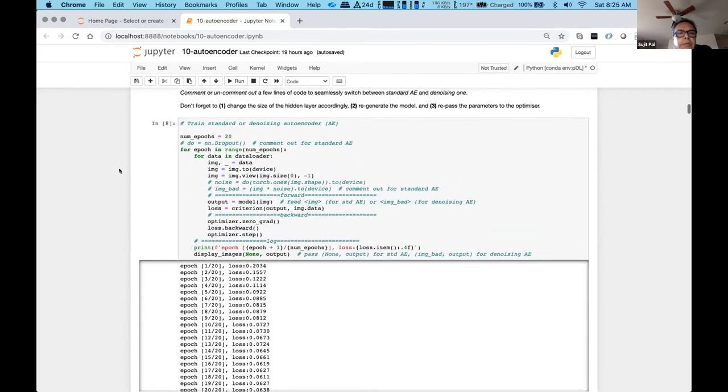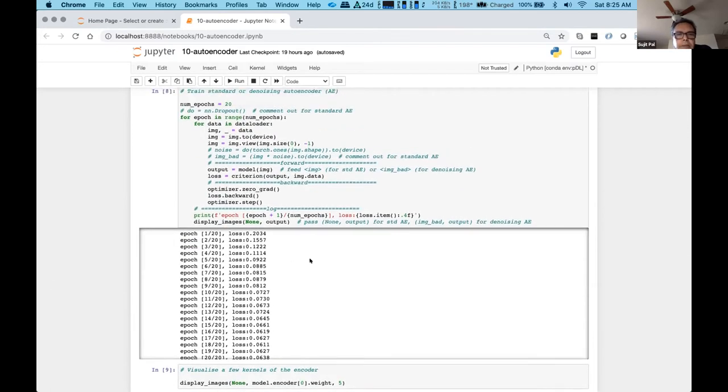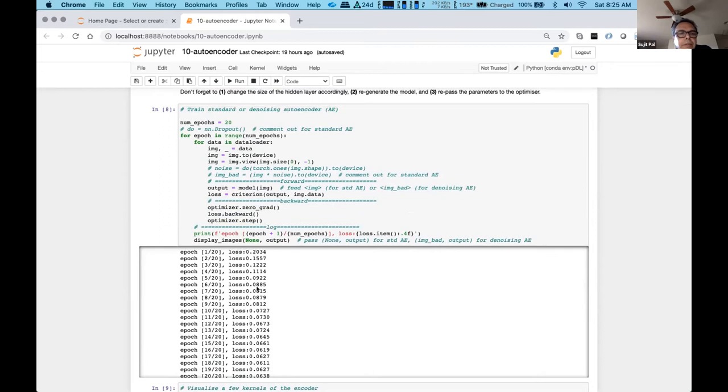So the training loop here basically takes in your data and passes it through. The forward piece is that you take your model and you pass the image into it. The image is flattened out here, right? So it's just a long vector of 28 by 28. Then you calculate the loss using MSE, and zero grad, backward, step. And then you display the images, right? And you do this for 20 epochs.